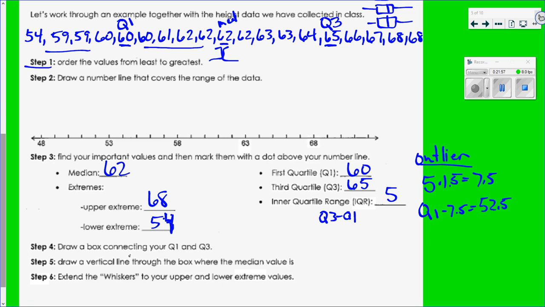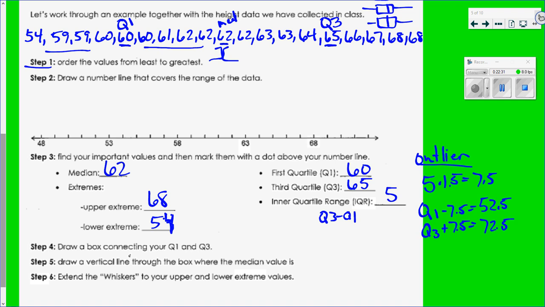Do I have any numbers below 52.5? No, so I don't have any outliers on the bottom side. Now I take my Q3 and I add the same number, that 7.5. My Q3 was 65 plus 7.5 gives me 72.5. Do I have any numbers bigger than 72.5? No. That means my data set has no outliers. Is that an easy check? Do you understand now mathematically how to get the outliers? Okay, we'll do a couple more examples, but this is just giving you the quick check.